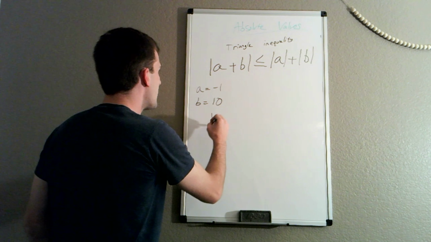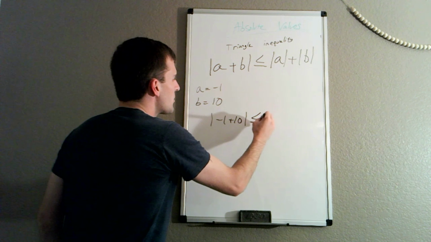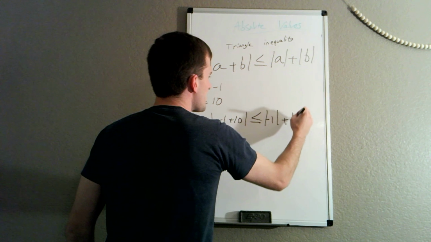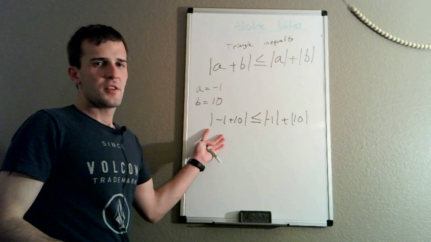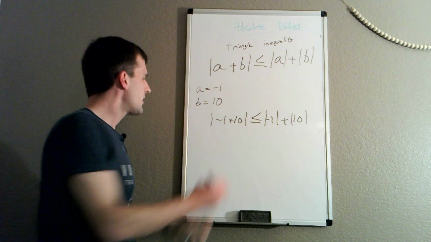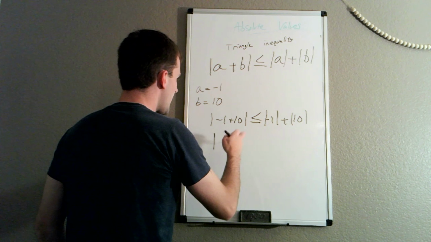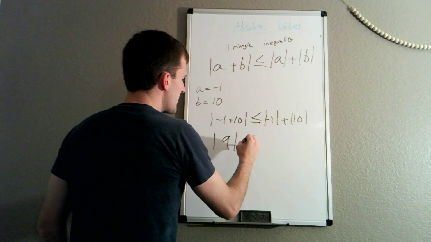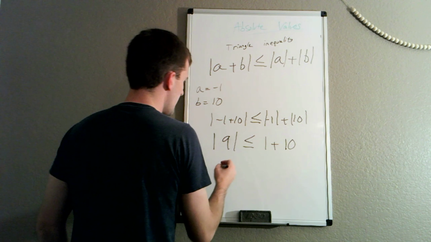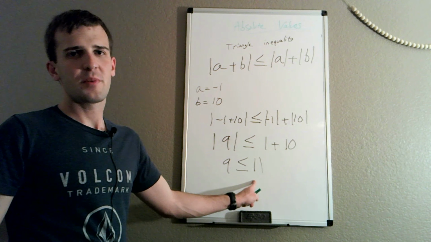On the left-hand side, we'll get the absolute value of negative 1 plus 10 is less than or equal to the absolute value of negative 1 plus the absolute value of 10. On the left-hand side, we'll make the addition inside the absolute value first, like we always have. This is going to equal the absolute value of positive 9, which is less than or equal to 1 plus 10. And so we're going to get 9 is less than or equal to 11. And that is true because 11 is bigger than 9.